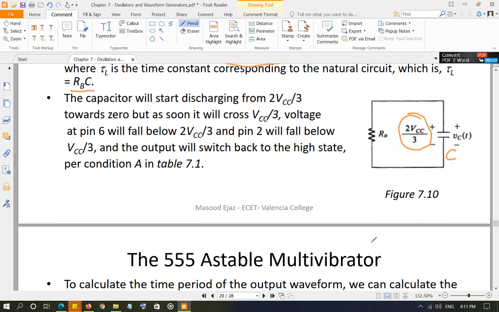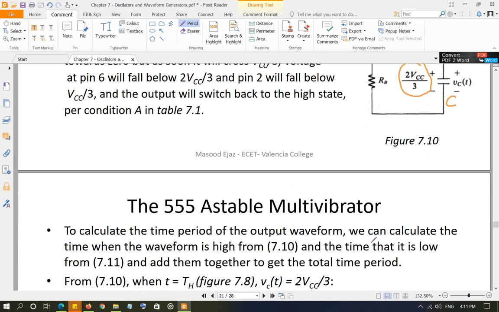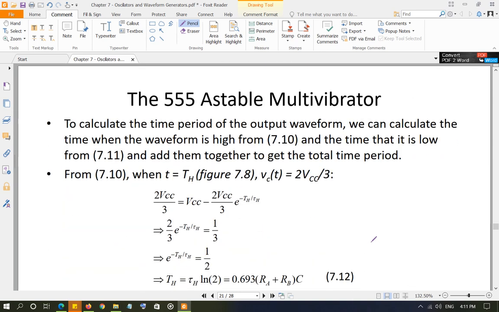So this is how the circuit is operating. Very simple operation, very simple circuit, used very commonly, of course.